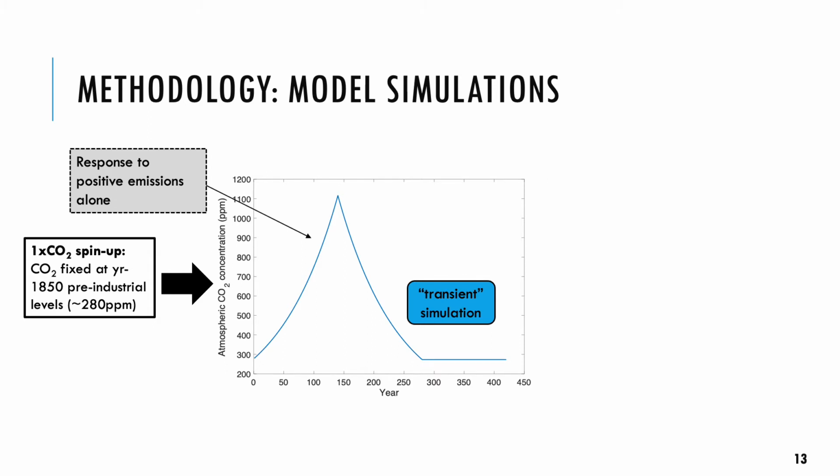So in this simulation here, the positive emissions phase represents the response to the positive emissions alone, because the positive emissions were applied from an equilibrium state. However, in this ramp down phase, the negative emissions phase, the response is not only due to the negative emissions, but also due to the prior positive emissions, because the negative emissions here were applied from a transient state.